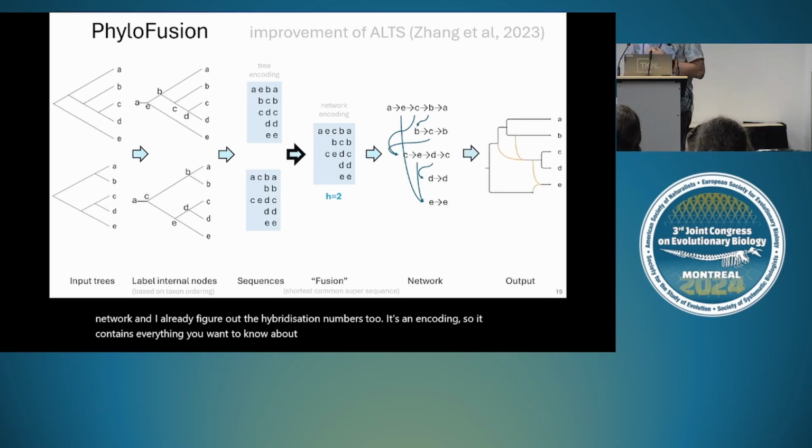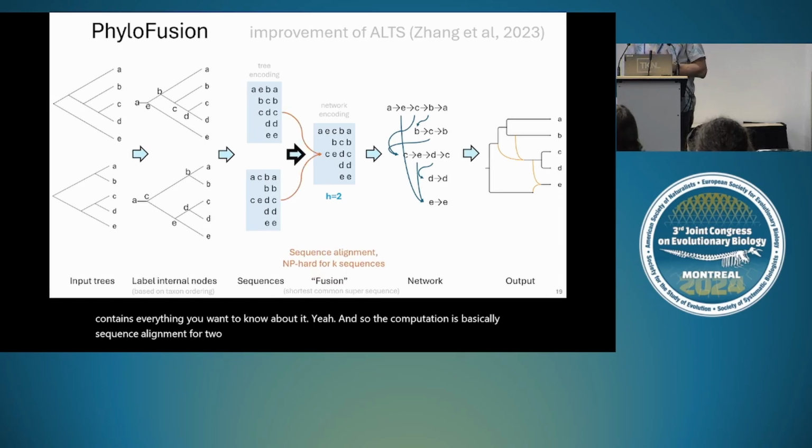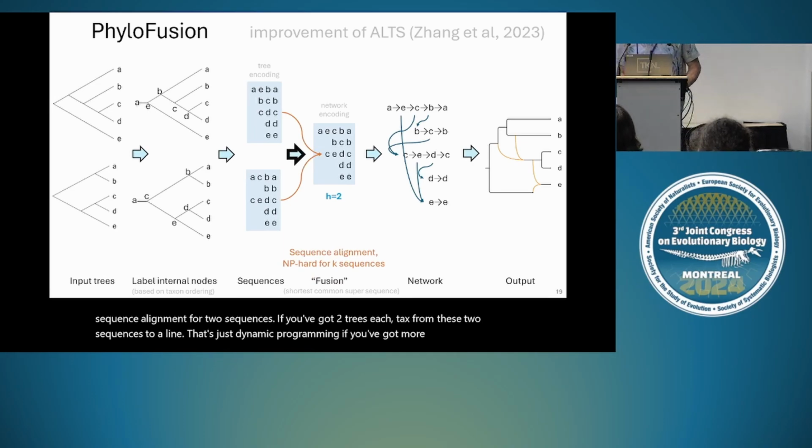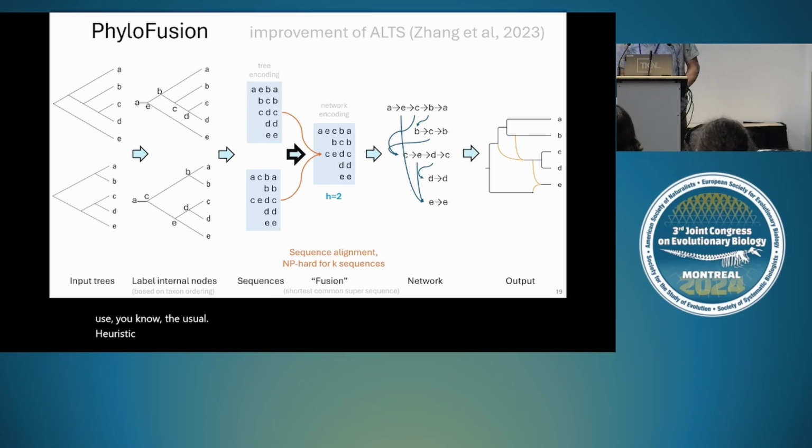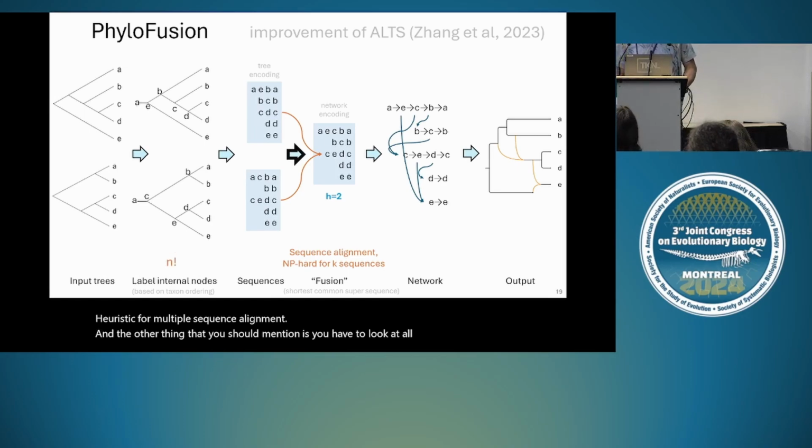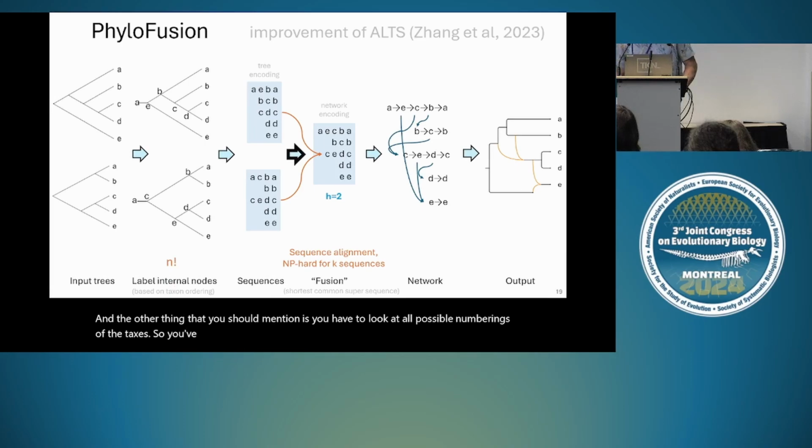And so the computation is basically sequence alignment. If you've got two trees, for each taxon there are 2 sequences to align. That's just dynamic programming. If you've got more than 2, then we use the usual heuristic for multiple sequence alignment. And the other thing that I should mention is you have to look at all possible numberings of the taxa, so you've got a factor of n factorial there in theory.